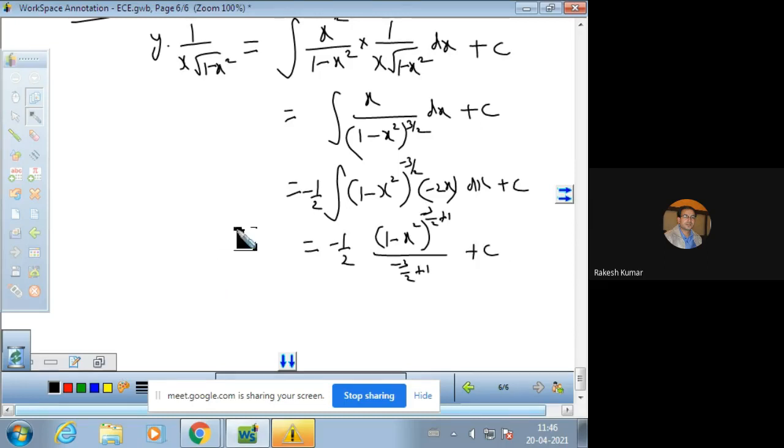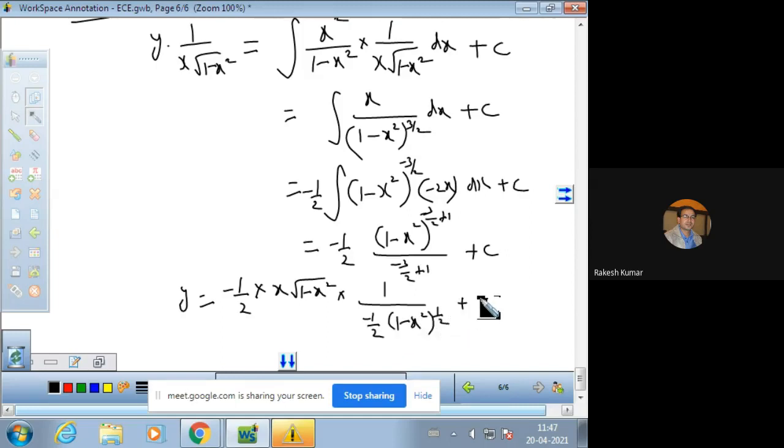The left hand side is y, so the remaining term can be multiplied with this. So minus 1 by 2 into x, x into 1 minus x square raised to power 1 by 2. So ultimately it will become x square root of 1 minus x square, and you will have 1 over, that will be minus 1 by 2 and 1 minus x square raised to power 1 by 2 plus c.